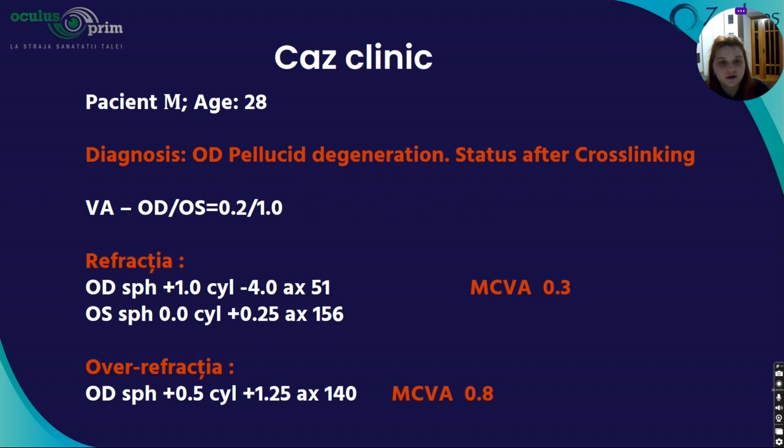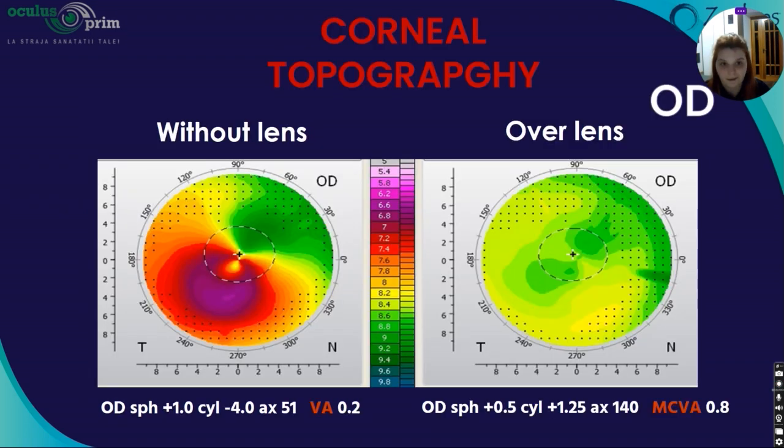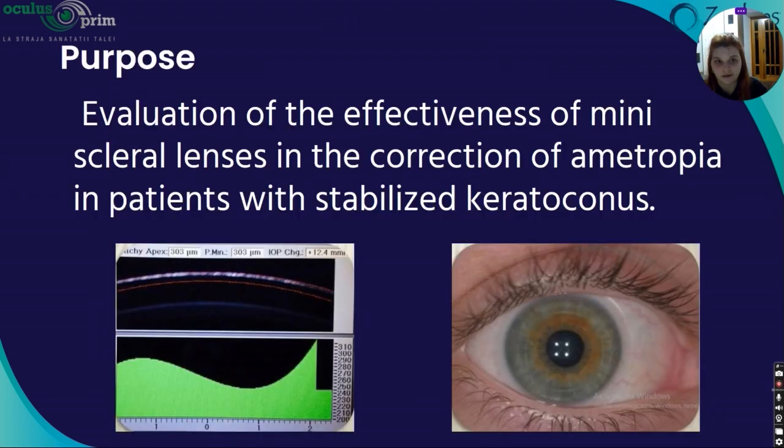And last patient, age 28, diagnosed with pellucid degeneration in the right eye, status after cross-linking. First, the visual acuity was 0.2 in the right eye. The astigmatism is compensated by the lens, and the maximum corrected visual acuity reached 0.8. And here we have the corneal topography without the lens and over the lens.